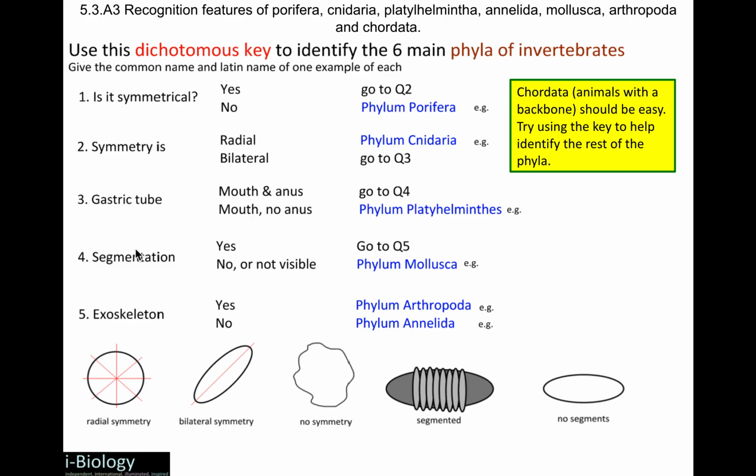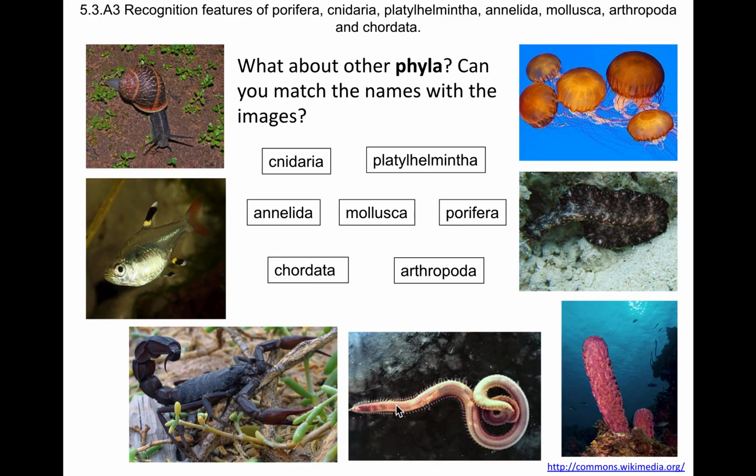Go to question 4. How is it segmented? These are the two pictures for segmentation. Does it seem like it's built together by pieces, or does it have no segments at all and is one long shape? I would say this worm looks like it's in little segments there.